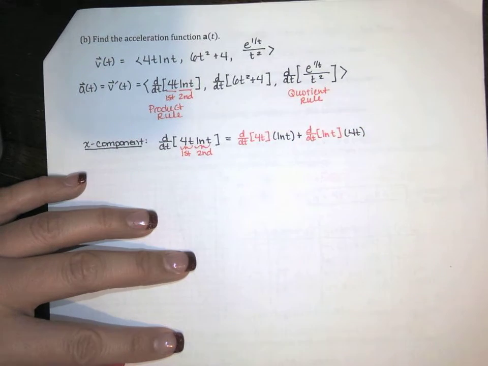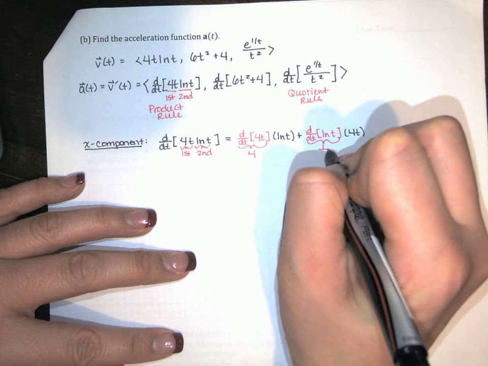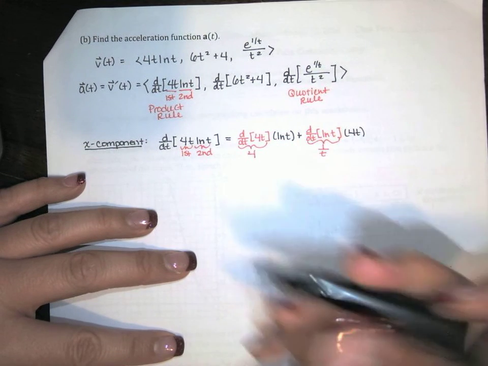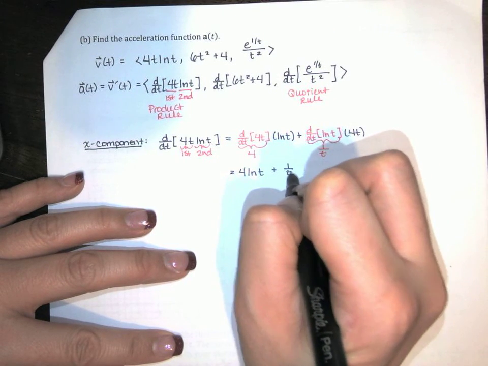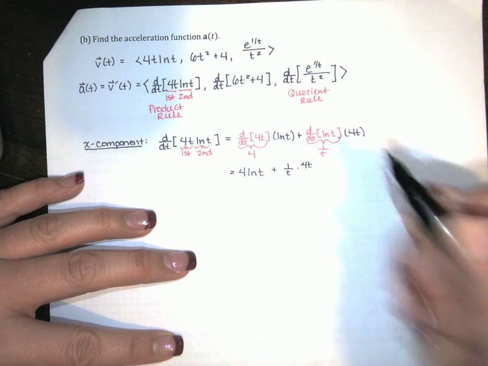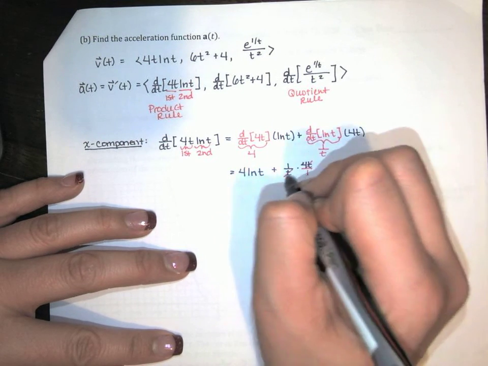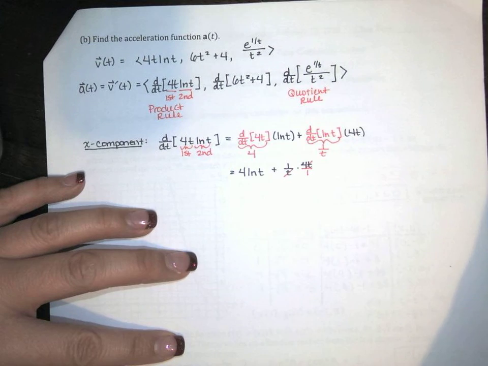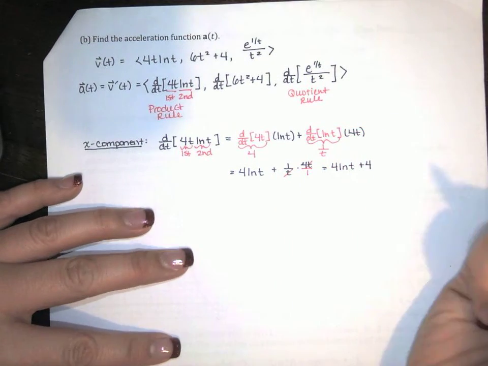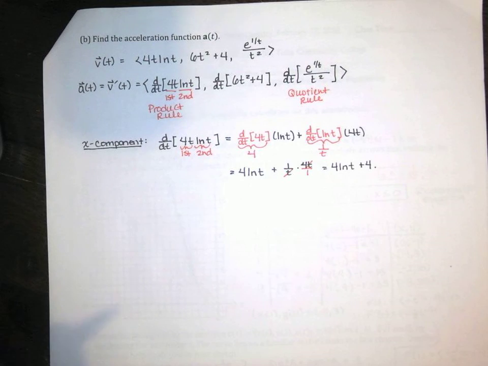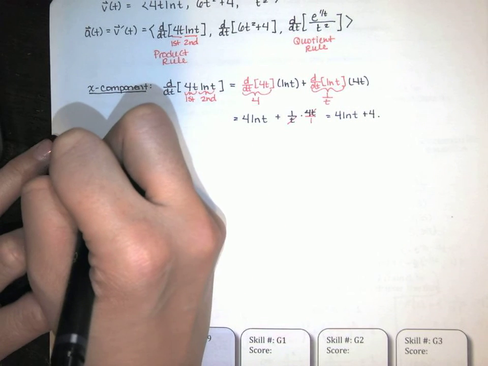Okay, and then we just evaluate those two derivatives. Derivative of 4t is 4. Derivative of natural log of t is 1 over t. So we've got 4 natural log of t plus 1 over t times 4t. There's an implied 1 down there. Those t's are in the numerator and denominator, so they reduce, and you just get a 4 natural log of t plus 4. You can factor out the 4 if you want to, but it's not necessary. Alright, so that's our x component. Y component is very simple.